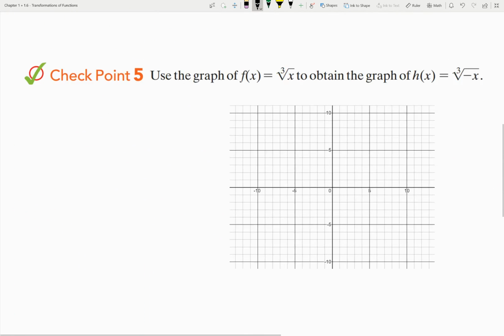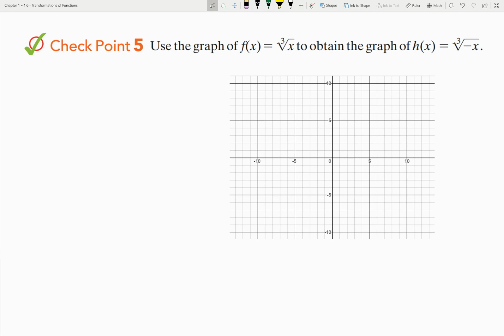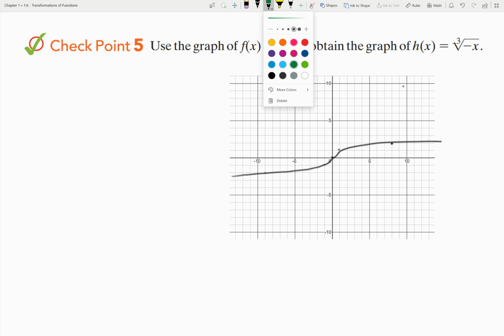We're only going to do one for this one. Okay, so we're going to start with the cube root function. Again, we have to go all the way to 8 to go up to 2. And the opposite, negative 8 to negative 2 there. So there would be my starting function. Let's go back to red.